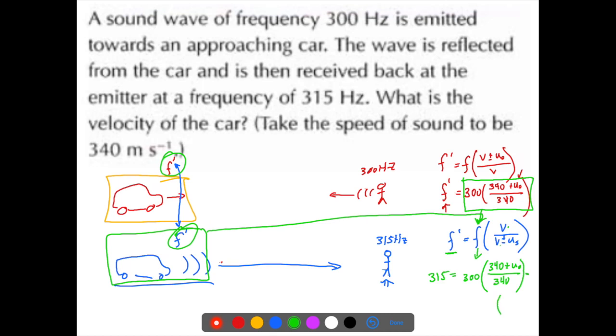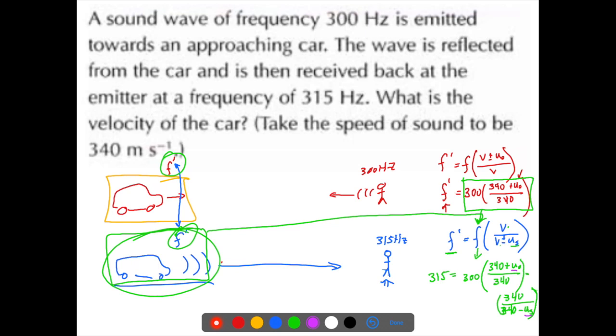And then that is going to be multiplied by 340 over 340, and I'm going to subtract the speed of the source, which is the speed of the car. Now I'm subtracting because it's moving towards, and I want a lower denominator so that I have a higher frequency. So all of these UOs, these U's, are the same. They're both the speed of the car.